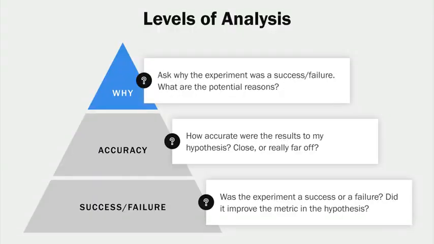The third level of analysis is asking the question, why? This is the most important step. Just determining whether an experiment was a success or a failure isn't enough. We want to try to understand, why was it a success or a failure? This is where the learnings come from. Here we're trying to understand what are the potential reasons. It's almost impossible to come up with an exact reason, but if we're able to come up with a number of potential reasons, we're able to get more learnings out of the experiment.